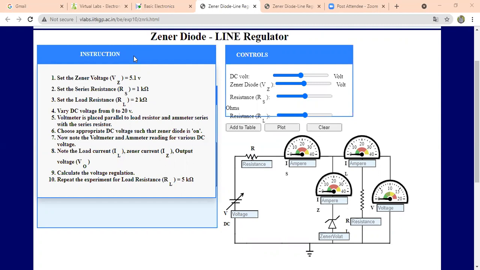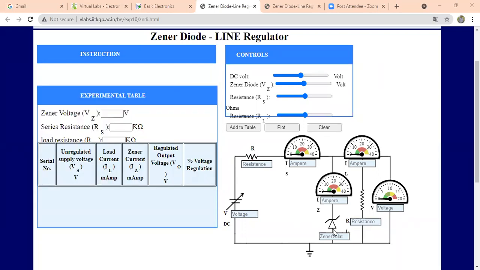First of all, what will we set the Zener voltage to? We'll set the Zener voltage at 5.1 volts. So let's set the Zener voltage at 5.1 volts. Let's try to vary this. You can see it is being varied simultaneously according to the values below. We'll be setting it toward 5.1 volts. Now this is your Zener voltage, and this is the amount being carried, which is 5.1 volts.